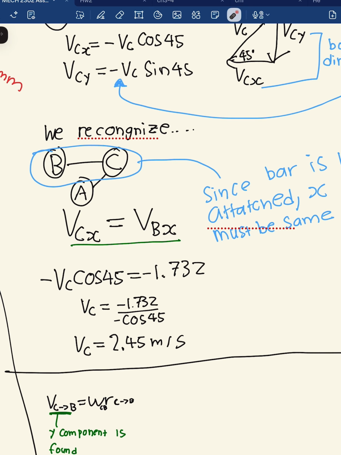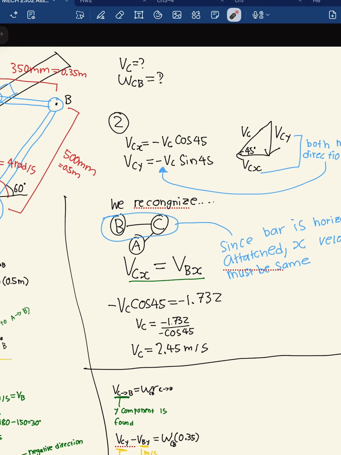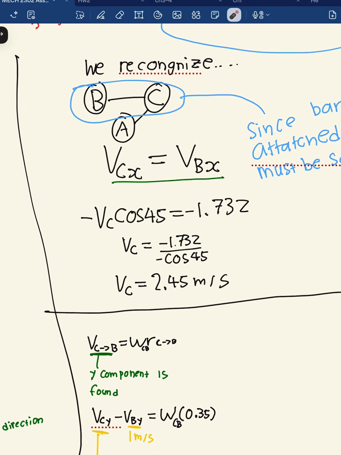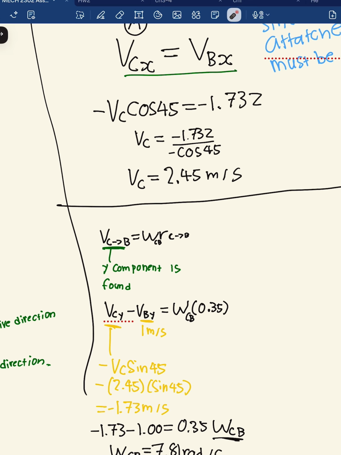We also recognize that because B and C is connected through a bar horizontally, their horizontal velocity must be identical. And since we already know a horizontal velocity of B, we can equate these two and solve for velocity of C, which is 2.45 meters per second.